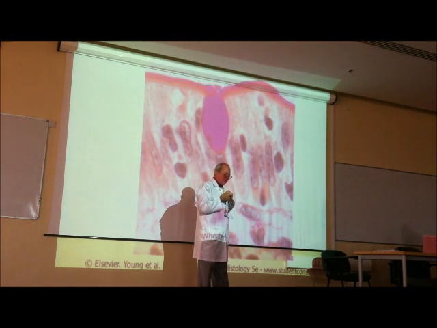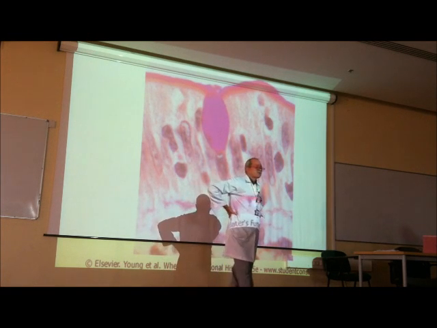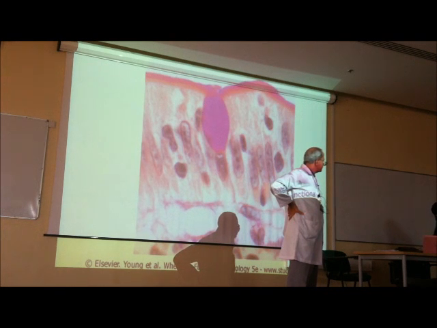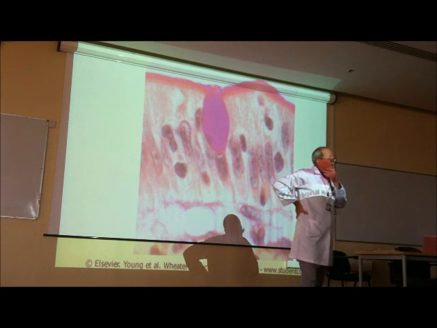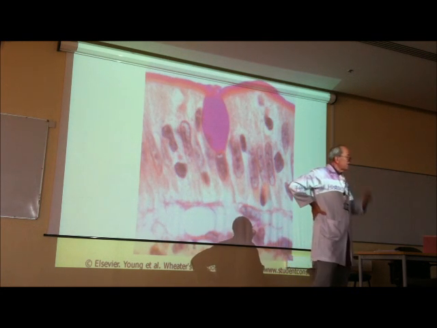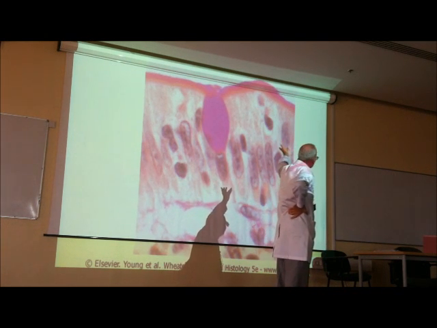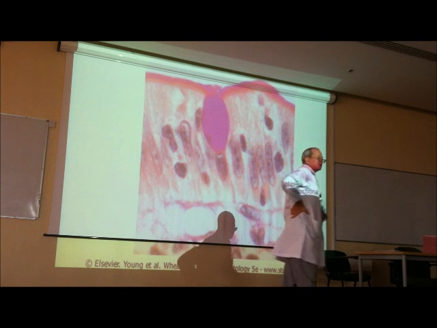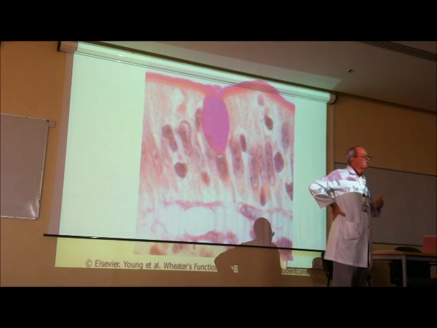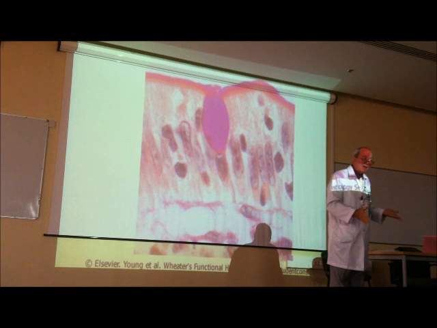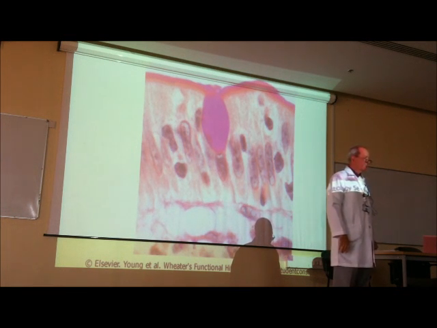Simple columnar with goblet cells, lining the small intestine. What is present at the surface, we give it a number or an arrow, is a brush border. What are the components of this structure? Brush border. Components: many microvilli.